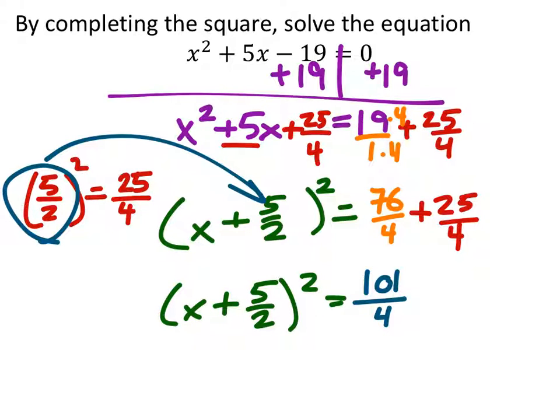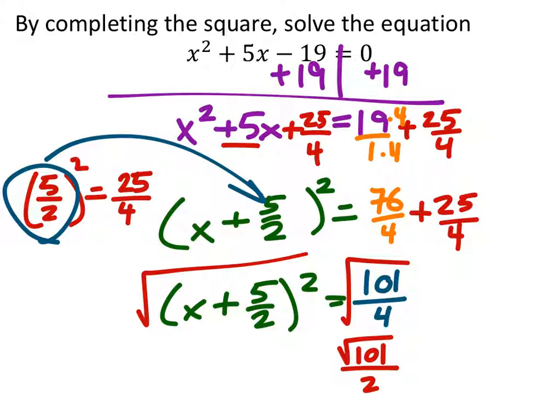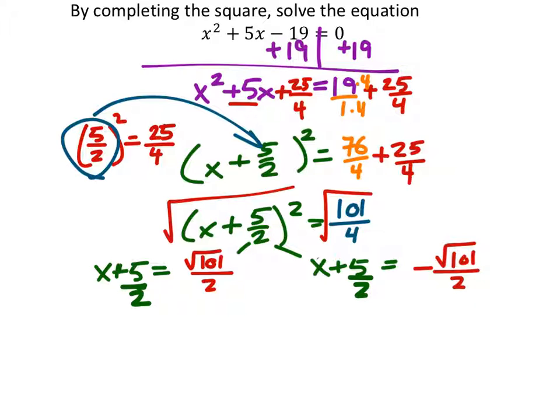All right, let's go ahead and square root both sides of this. The nice thing about what we're seeing on that right side of that equal sign is the denominator is 4, which means that's going to be the square root of 101 halves. I shouldn't have put that there. All right, well, let's subtract 5 halves from both sides.